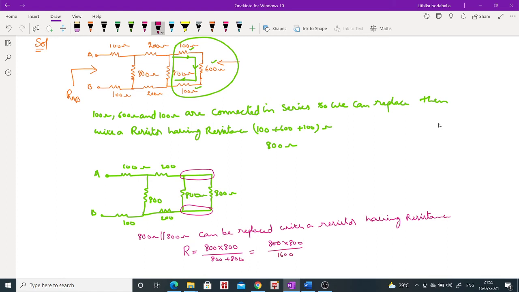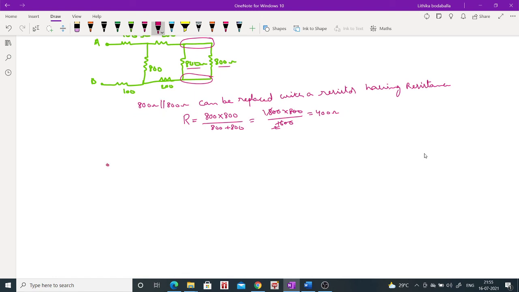So that is 400. See, if two elements having equal resistance are connected in parallel, then those can be replaced with a single resistor having half of the resistance, that is 800 by 2. It will become 400 ohms. Okay. Now let me redraw the circuit.